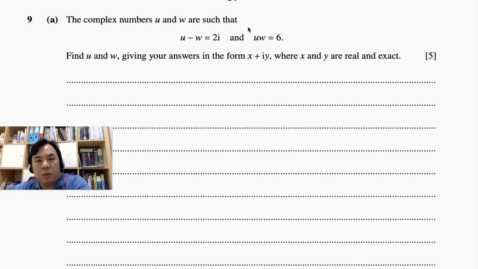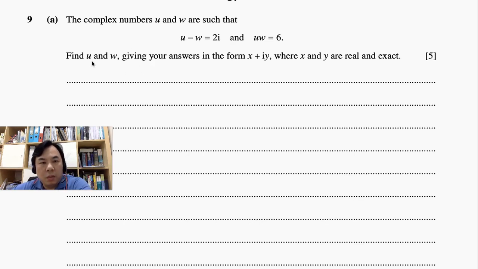Now, complex numbers u and v, u and w are given as such. Find u and v, giving your answer in that particular form. Okay. Now, there are many ways to solve this. Take for instance, my personal way, I would actually do it.